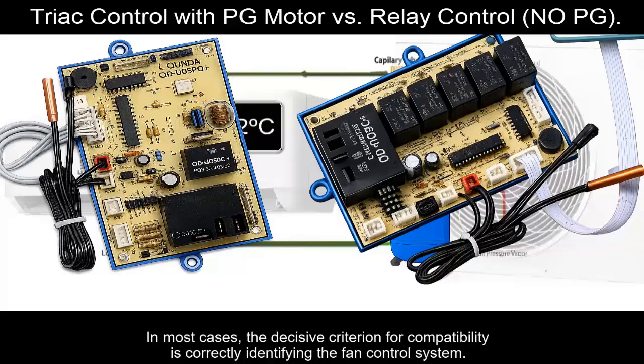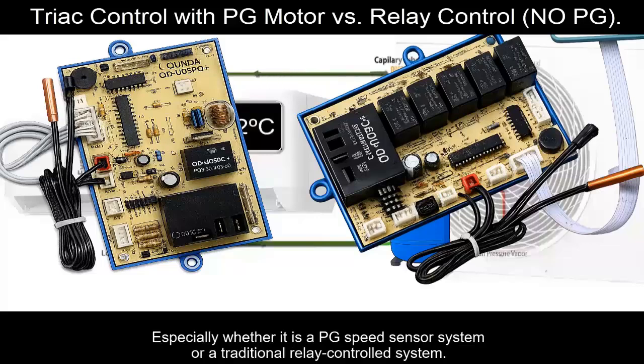In most cases, the decisive criterion for ensuring compatibility of a replacement electronic control board is correctly identifying the fan control system, especially whether it is a PG speed sensor system or a traditional relay-controlled system.